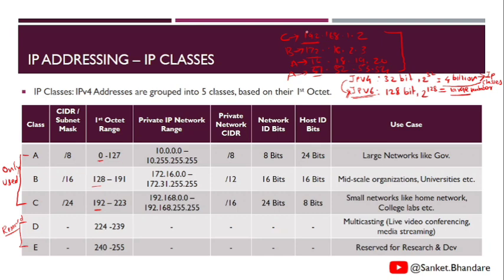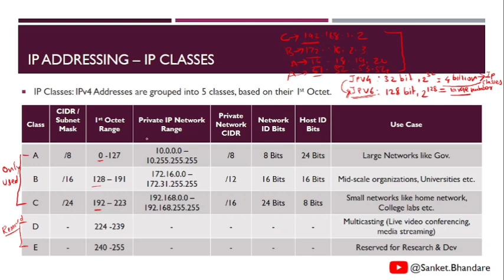So any IPs which are within 0 to 127 will be considered as class A IP addresses. Any IP addresses which start with 128 till 191 will be considered as class B IP addresses, and any IPs which start with 192 till 223 will be considered as class C IP addresses.